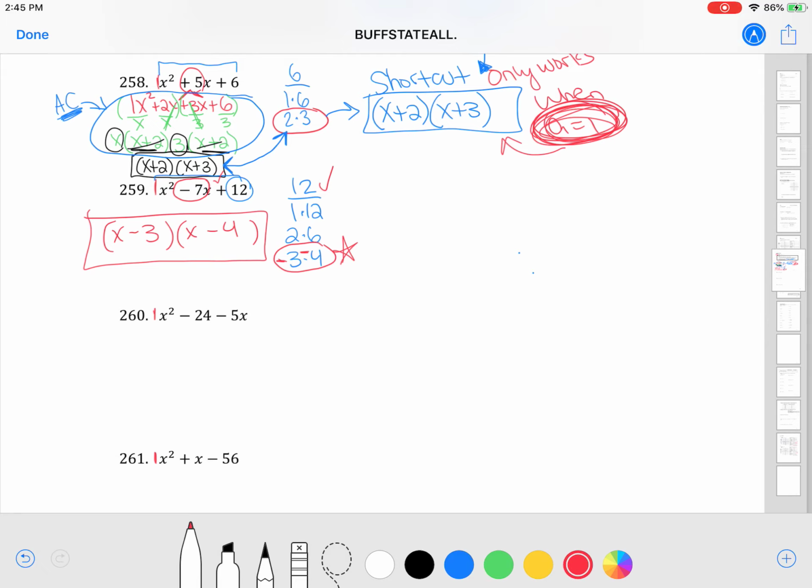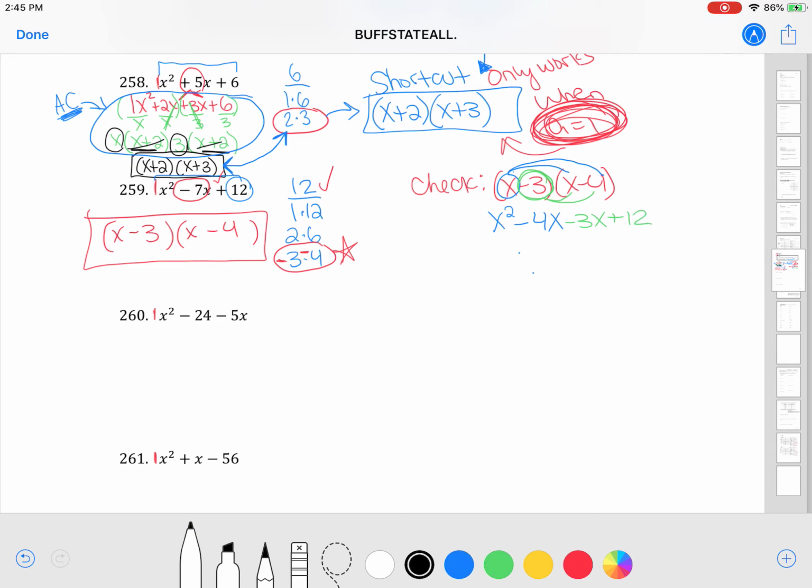Now, this is the last check I'm going to show you for any of these, but remember the check applies to all of them. It's the same way you would check anything, but I think this might help you see the shortcut a little bit better. When I check, I distribute, so I start by distributing this x through. X times x is x squared, and x times negative 4 is a minus 4x. Next, I distribute the negative 3 through. Negative 3 times x is a negative 3x, and negative 3 times negative 4 is a positive 12.